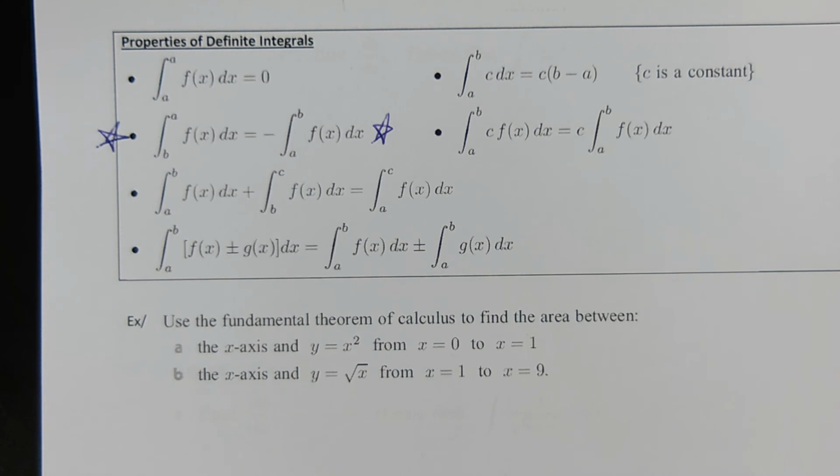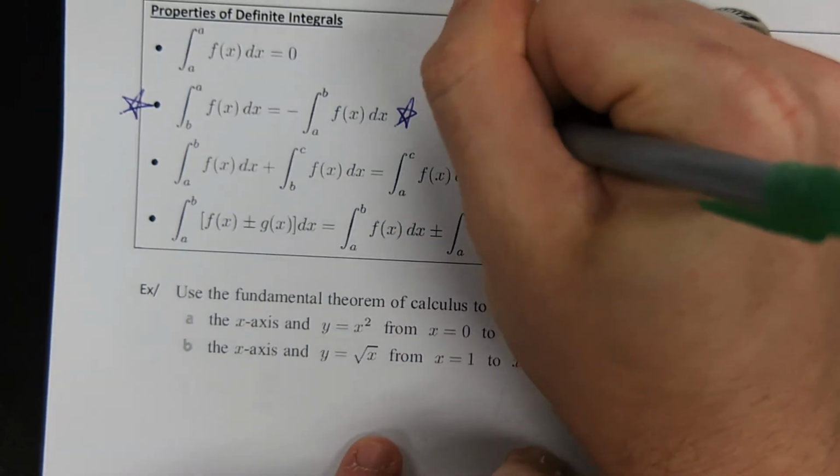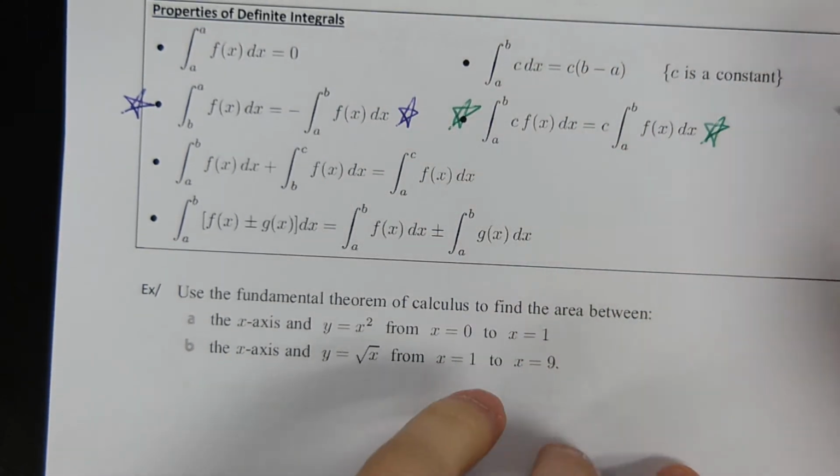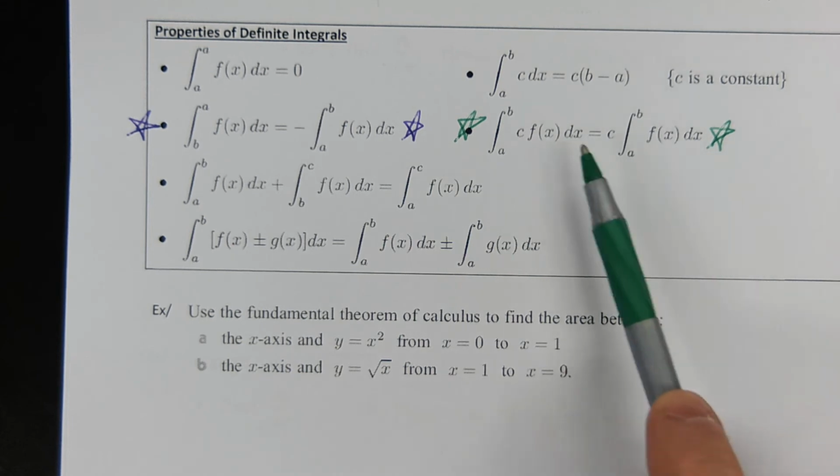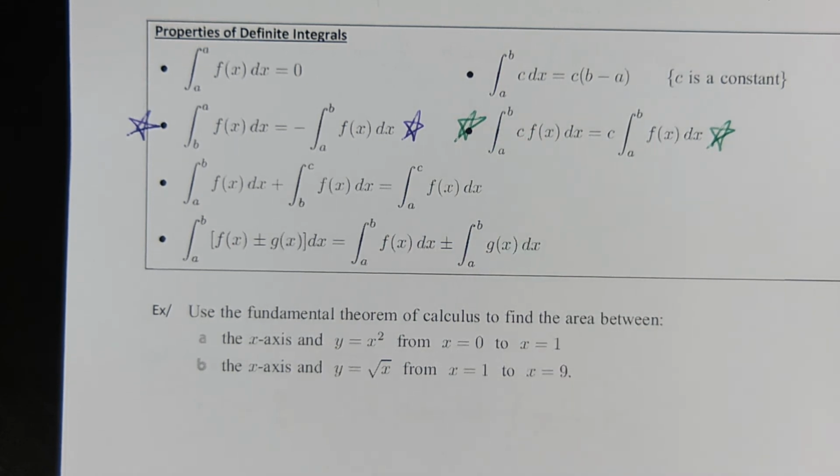This one, super, super important. We will use it constantly. It basically says, if your function has a constant multiplier, you can either integrate and evaluate, or you can factor it out. You can move that constant to the outside, then integrate and evaluate, and then just multiply by the constant.